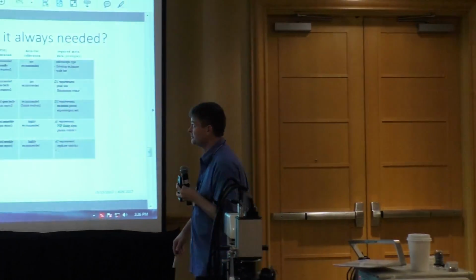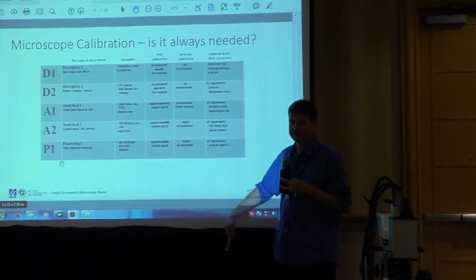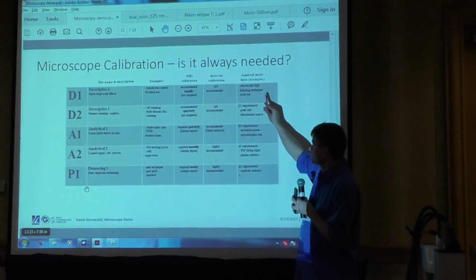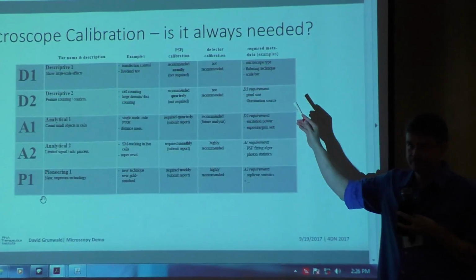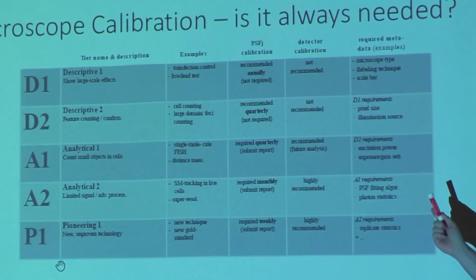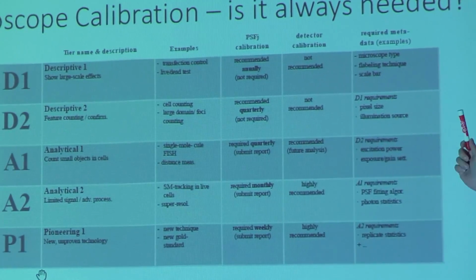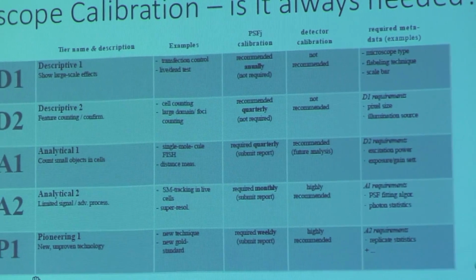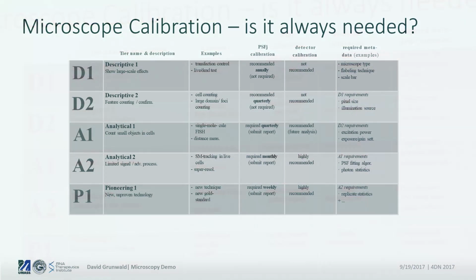Okay, so what we did is we sat down and scratched our heads saying, well, what is it that people do? And what are the recommendations that we give you for your microscope? And that is what we call a descriptive level 1. Large-scale effects, transfection control, bacterial plate, lab group picture. Those are things that you take, they're there, you're all good.